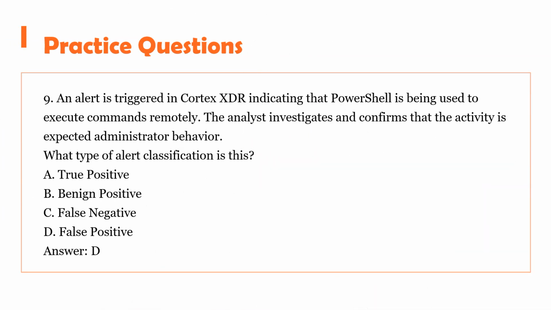9. An alert is triggered in Cortex XDR indicating that PowerShell is being used to execute commands remotely. The analyst investigates and confirms that the activity is expected administrator behavior. What type of alert classification is this? A. True positive. B. Benign positive. C. False negative. D. False positive. Answer: D.